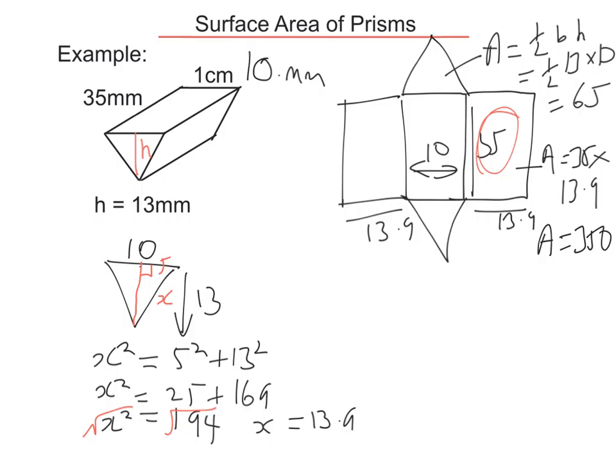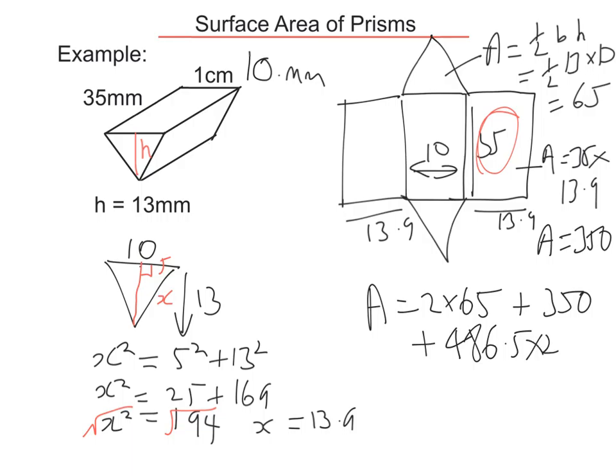So we need to add all those up together. So we've got two of the 65s. So the total area is going to be equal to 2 times 65, because that's the two ends, plus 350 for the middle rectangle, plus 486.5 multiplied by 2. And all of that ends up being 1,453 millimetres squared.